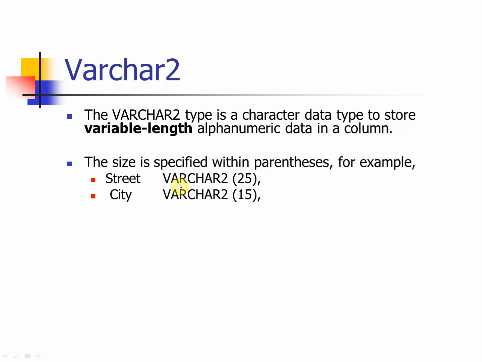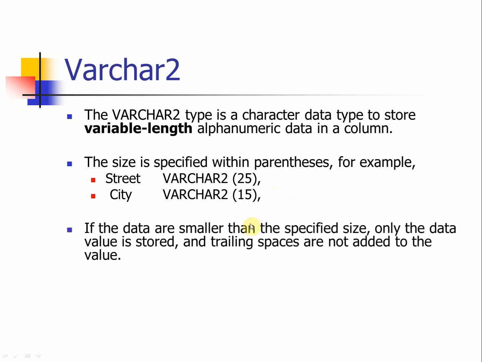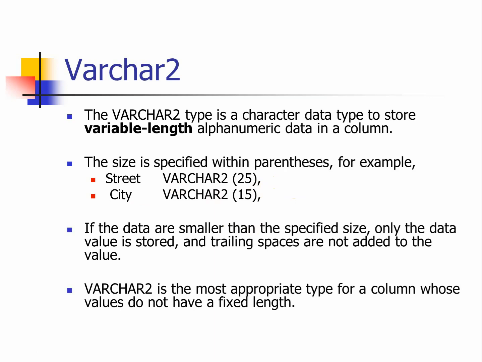So these are the two examples that we have seen already. Street, like 201 Donaghy Avenue. Obviously everyone has different address formats. The length is going to be different, so using a varchar2 is actually a very safe way to store the information. City as well. If the data are smaller than the specified size, only the data value is stored, and everything else would be taken away so that we can save some space. Varchar2 is the most appropriate type for a column whose values do not have a fixed length, such as the name of the company, name of the person, address, etc.